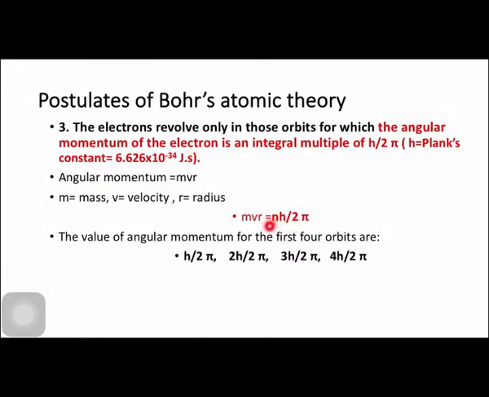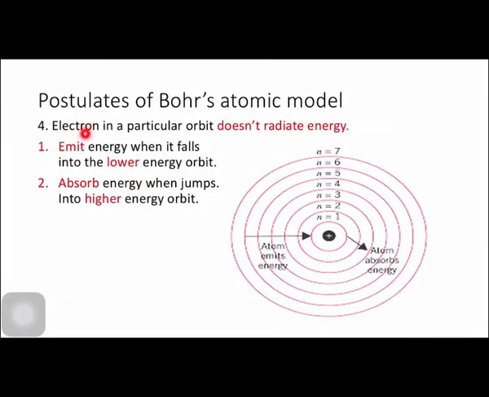In this equation, n is equal to the number of the orbit, and if we put the values of n in this equation, then we get the angular momentum for the first 4 orbits as h over 2 pi, 2h over 2 pi, 3h over 2 pi and 4h over 2 pi.